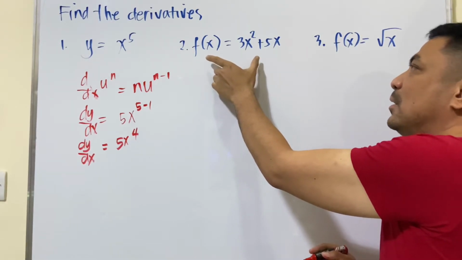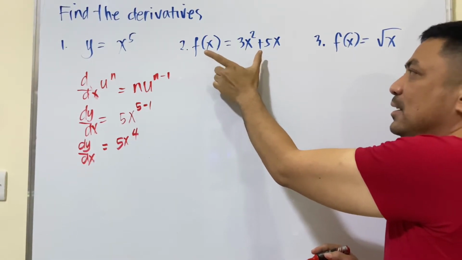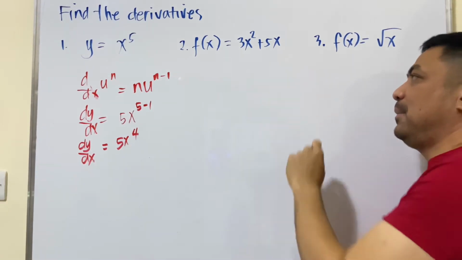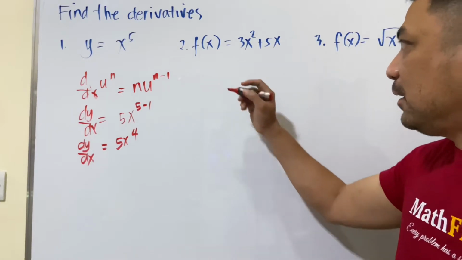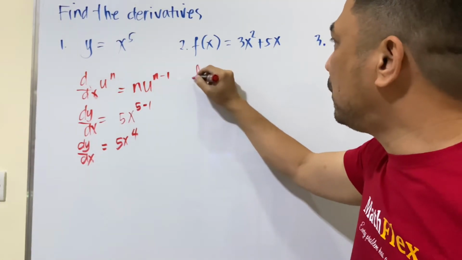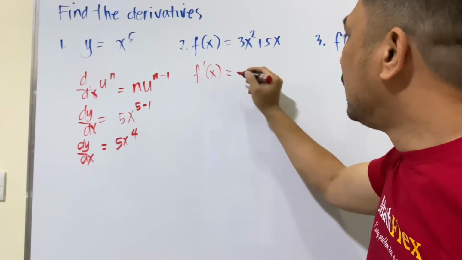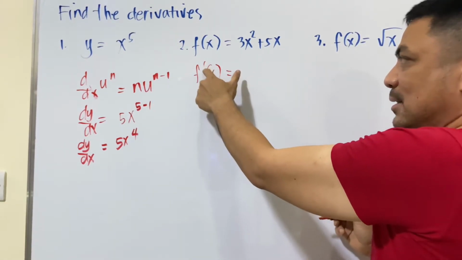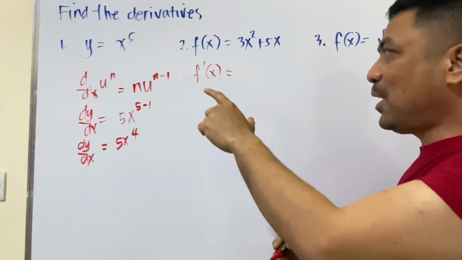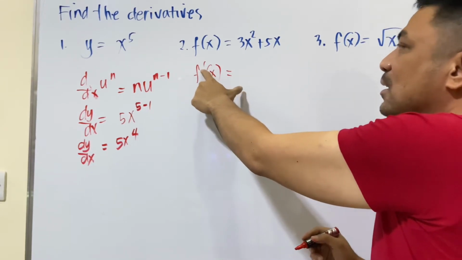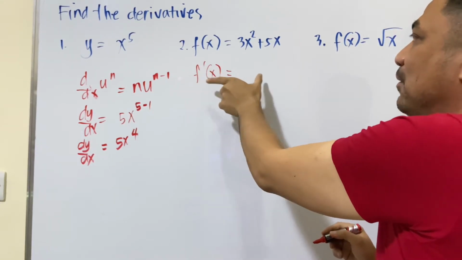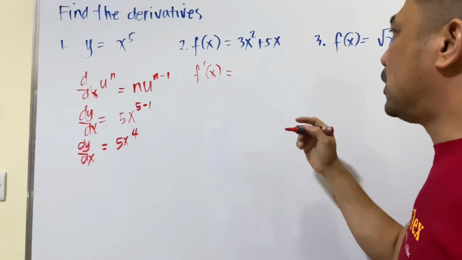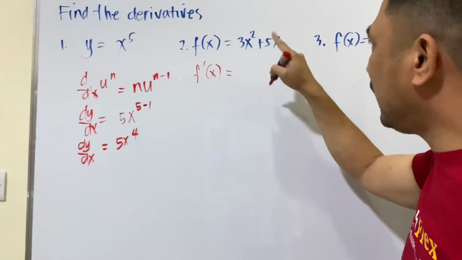You might see also other functions in this form. So f of x is equal to 3x squared plus 5x. If you will take the derivative of this one, you can simply put f prime of x is equal to, so the prime here denotes that you have taken the derivative of each term of the function. So let's do it directly.